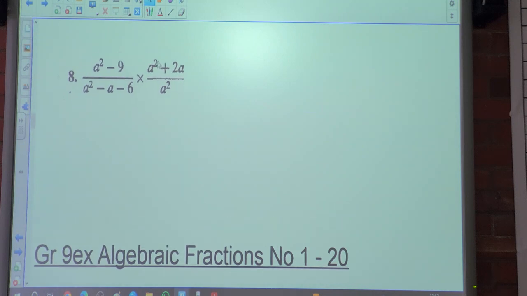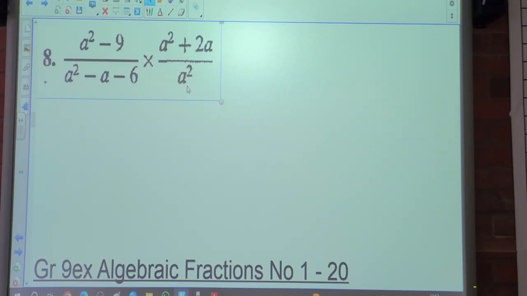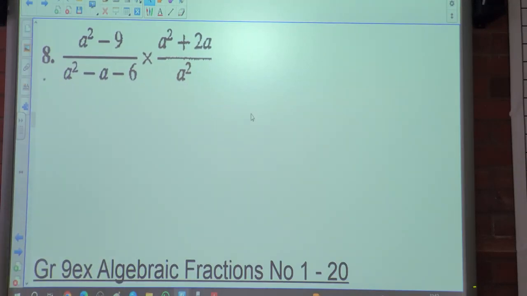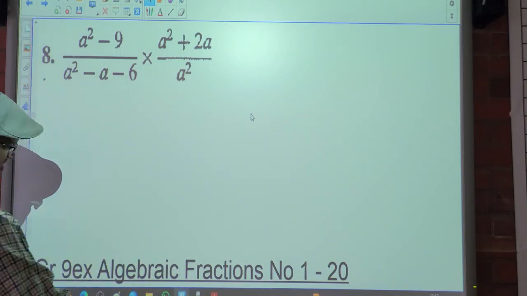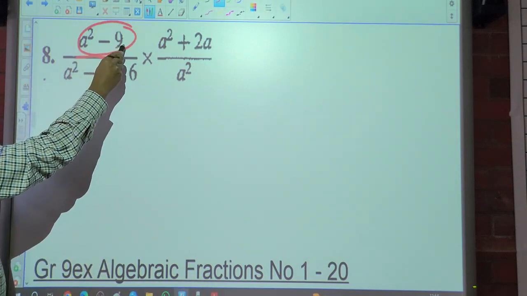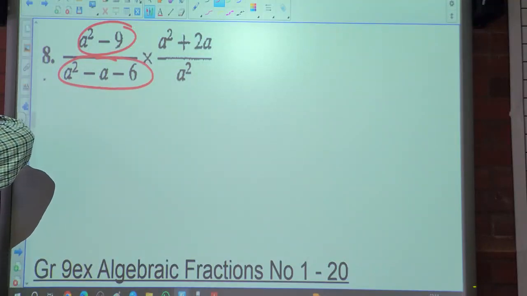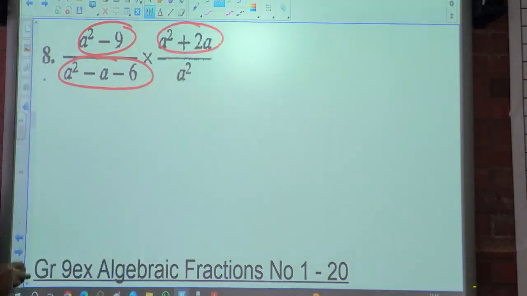Number 8. A squared minus 9 over a squared minus a minus 6. And that's multiplied by a squared plus 2a, and that's all over a squared. What needs to be done first? Factorize. Not so. What type of factorization here? Difference of squares. What type of factorization there? Trinomial. What's the factorization there? Common factor.